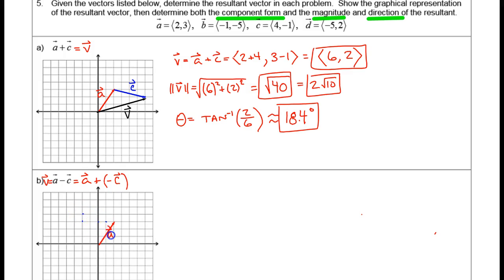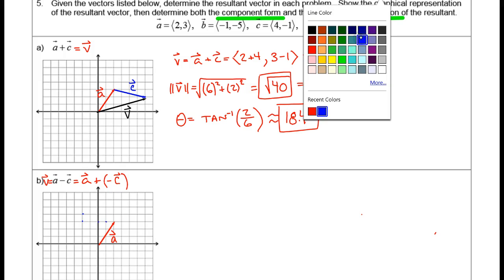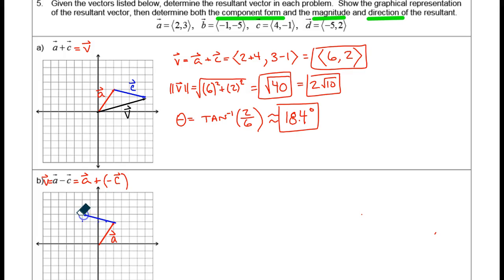And it appears that my little name for vector A is going to get in the way, so I'll move that out. And let's go ahead now and draw the opposite of vector C. Looks like that. And that's the opposite of vector C. So the resultant vector there, which we're calling vector V, looks like that.